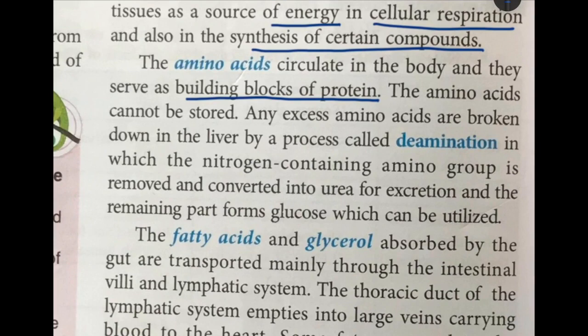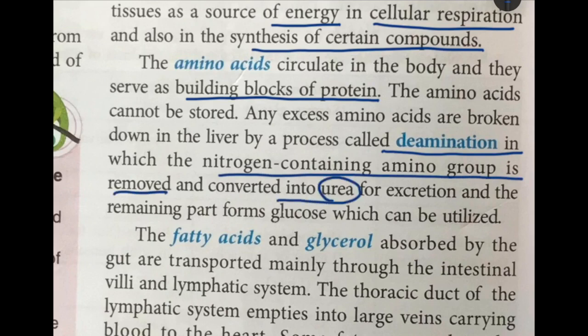Amino acids cannot be stored, just like excess sugar was stored in the liver as glycogen. Remember, amino acids cannot be stored in the body, and any excess amino acids are taken to the liver and broken down there by a process known as deamination, in which the nitrogen-containing amino group is removed and converted into urea. Urea goes to the kidneys for excretion, and the remaining part forms glucose which can be utilized.